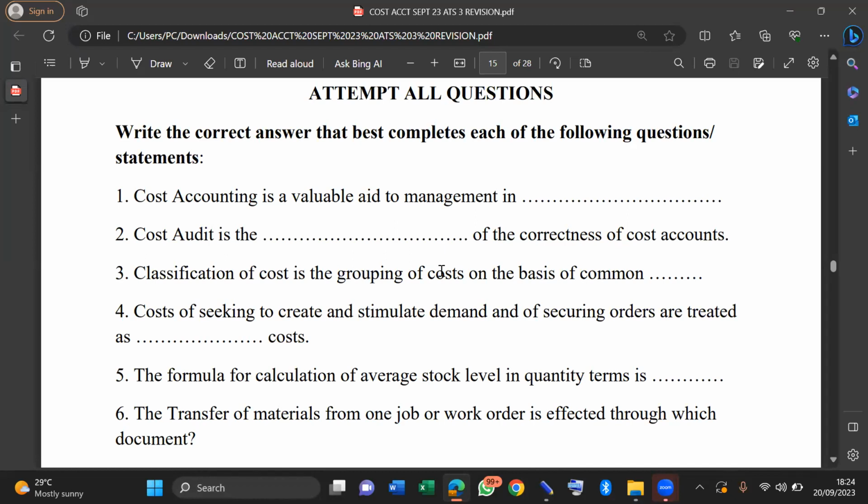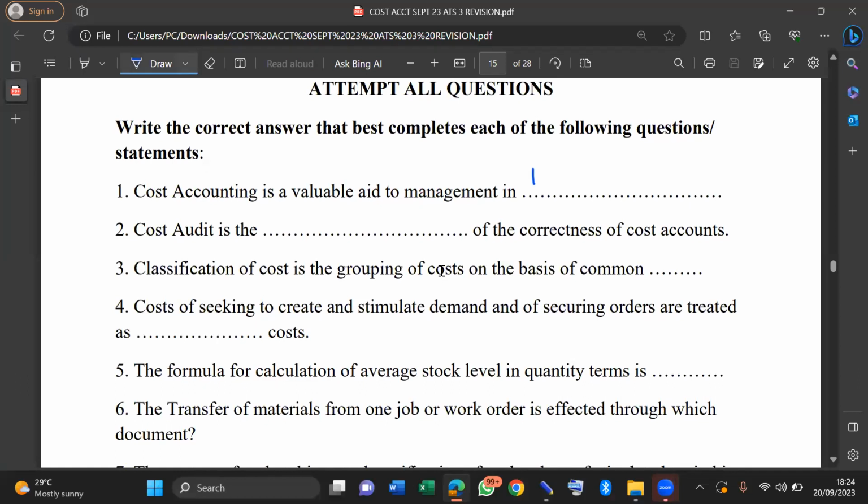Yeah, that's accurate. Cost accounting is a valuable aid to management in decision making process.